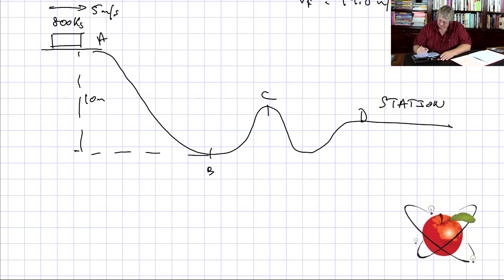They say calculate V at B. They could say calculate V at C. Let's say over here, they tell us that this over here is 2 meters high. All right. Well, what do we do? We do this.